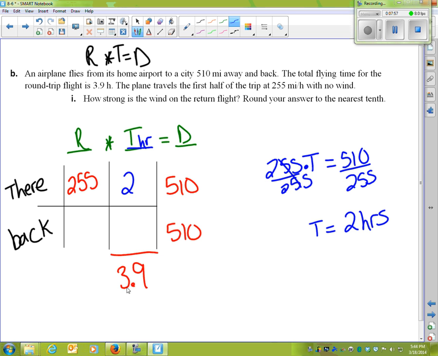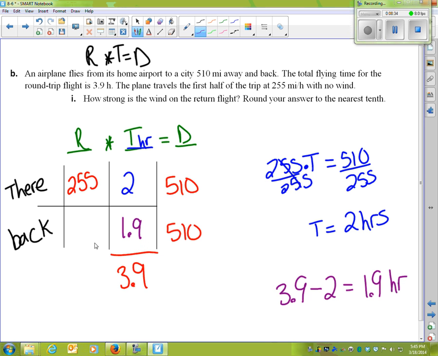Well, if my round trip was 3.9, 2 plus what number gives me the 3.9? That's how I can solve for the second time. My round trip minus the trip there gives me 1.9 hours back home. So it takes less time to get back home. That means I must have a headwind, or tailwind, sorry. It's pushing the airplane, helping the airplane to go faster. So that would be 1.9 hours.